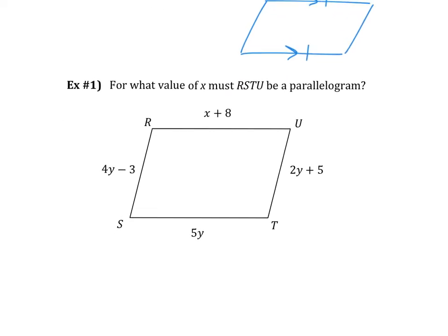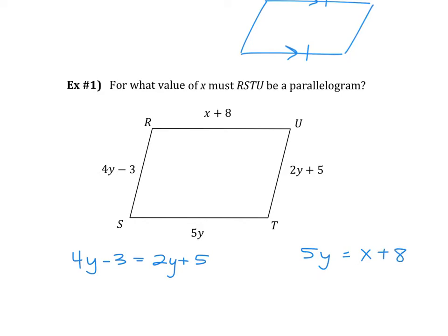It says, for what value of x must RSTU be a parallelogram? What can we do with this given information? Set sides equal to each other. Right. We know opposite sides have to be congruent. So if I set opposite sides equal, it's going to be 4y minus 3 equals 2y plus 5, and 5y equals x plus 8.